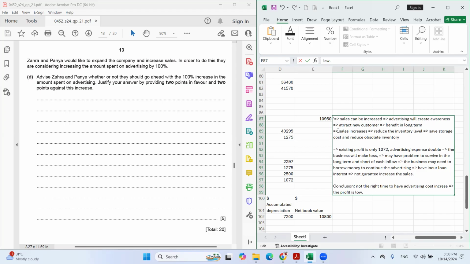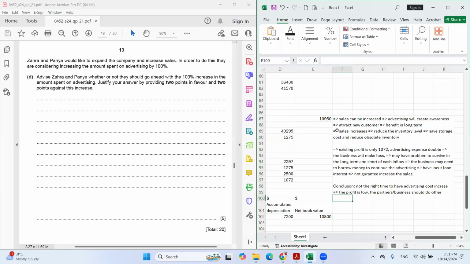So what can they do? You give a suggestion. In order to increase sales, the partner or the business should do other promotion to attract customers to buy. So there is one idea you can suggest.